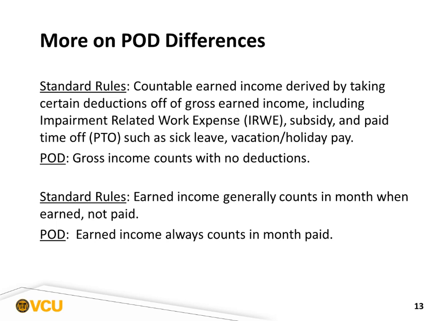So again, it's a simplification. You don't have to worry about, okay, well, the pay period crossed over a month, the work was actually earned on these days, but it was paid in this month. No worries about that in POD. It's greatly simplified. All that matters is when those earnings were paid, when they were received by the beneficiary, not when the actual work was performed. So, simplified because no deductions are taken off of gross earned income to figure out what their countable earned income is, and income counts when it's paid or received, not when it was earned.